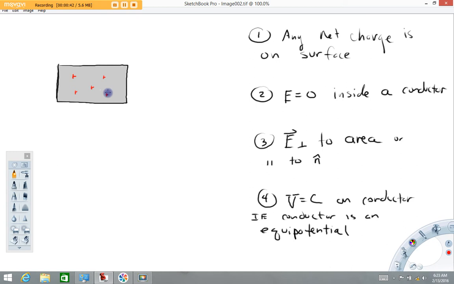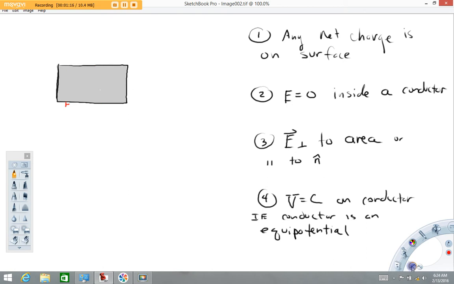Remember that charge repels one another. And because the aluminum is a conducting material, charge is free to move, so those charge carriers are going to want to get as far from one another as they can. So they will end up on the outer surface of the conductor. Always, always, always true. Any net charge on the conductor will be on the outer surface. IFAC number one.